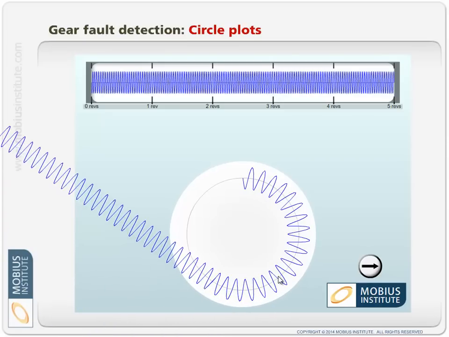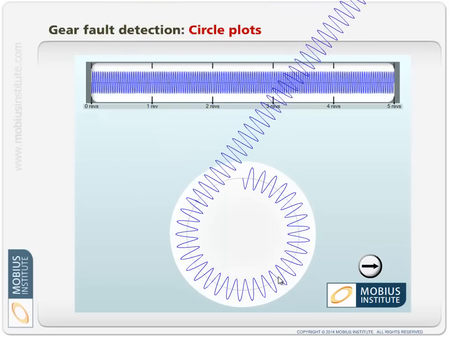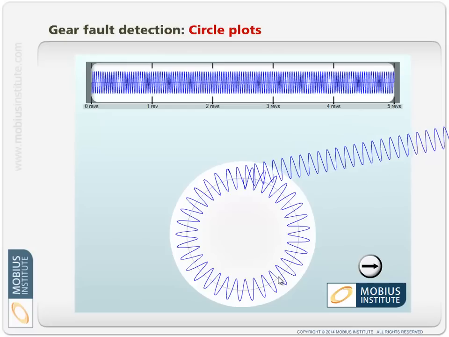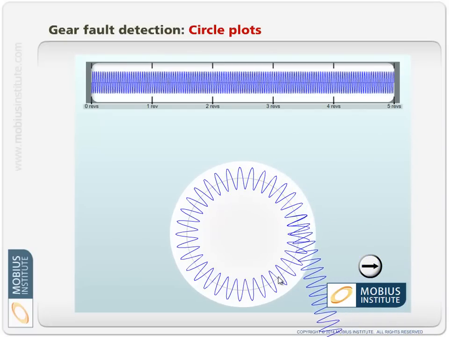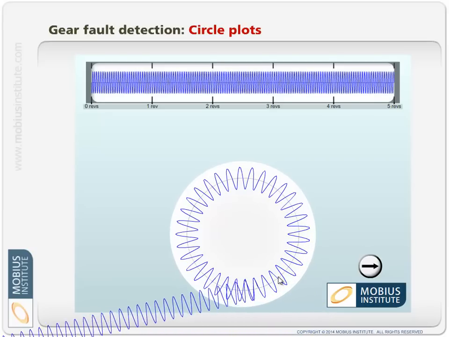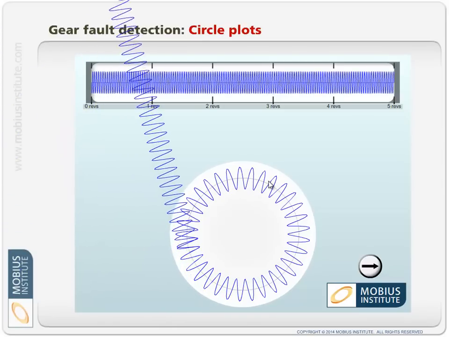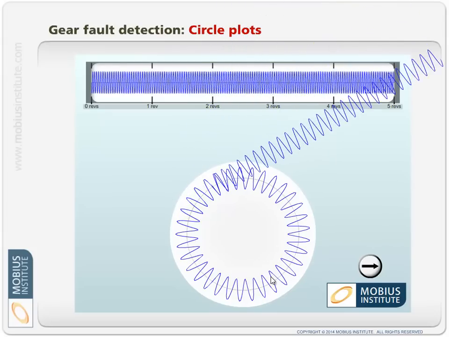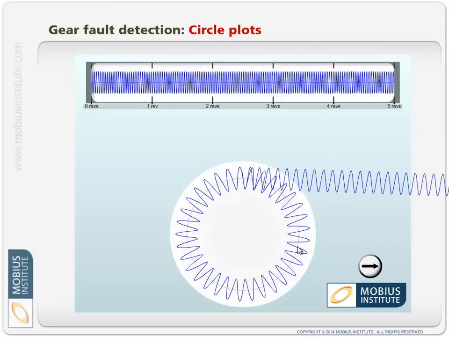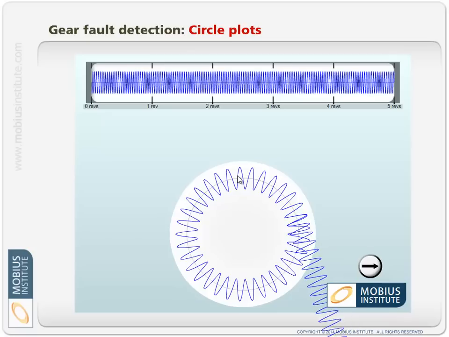And because, of course, with one rotation of a gear, we've got an integer number of events per rotation, there's an integer number of teeth. Therefore, our circle plot looks good. We've got our time waveform wrapped around the circle plot. And in this beautiful, simple case that I'm showing here, we can see very clearly that the vibration as the gear turned is uniform. Each mesh is the same, but I can see it very clearly.